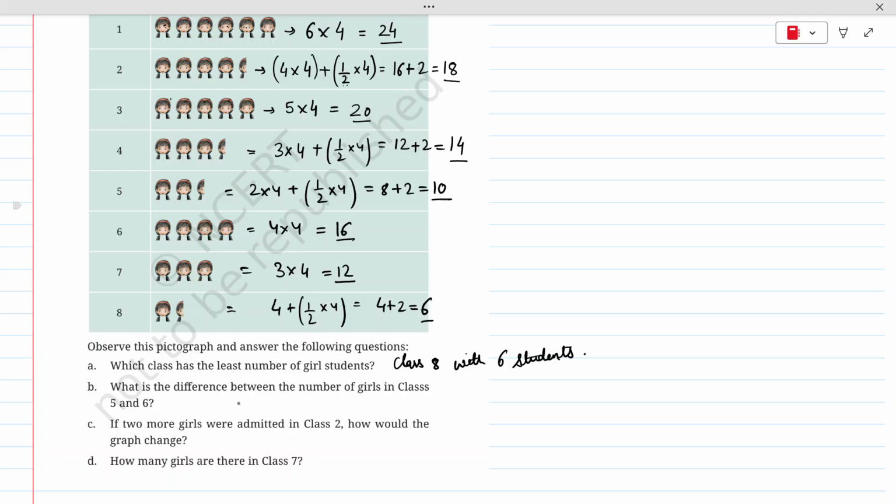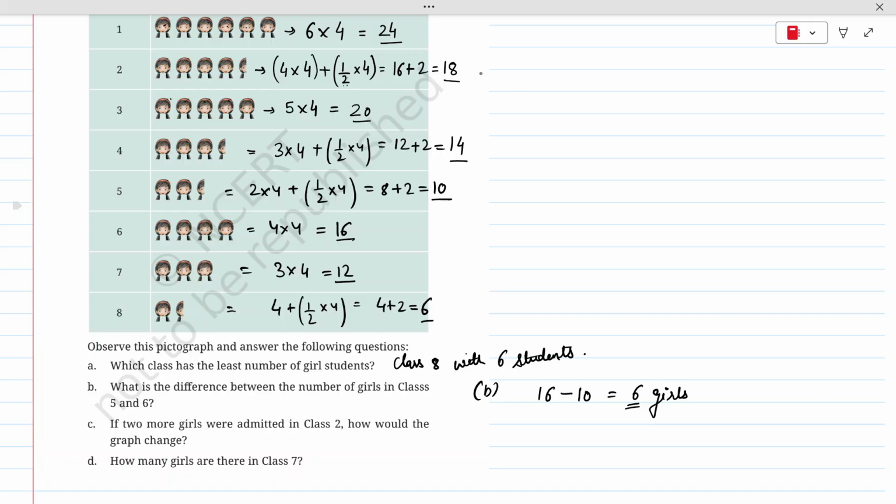Now, what is the difference between the number of girls in class 5th and 6th? In class 5th, we have 10 girls. In class 6th, we have 16 girls. How are we going to do this? We have to subtract, right? So class 6 is 16, class 5th is 10. So it will give us 6. There is a difference of 6 girls between class 5th and 6th. Then third is, if 2 more girls were admitted in class 2.